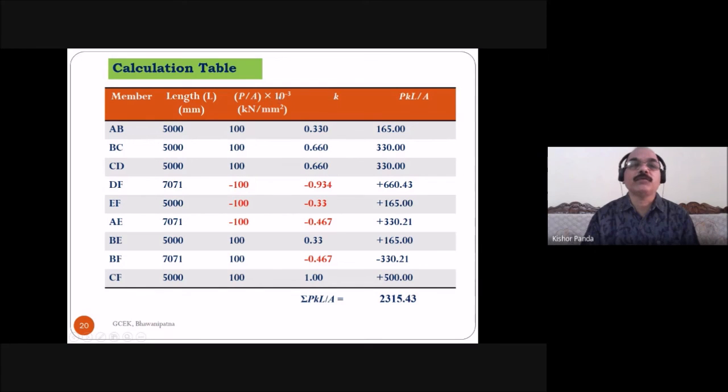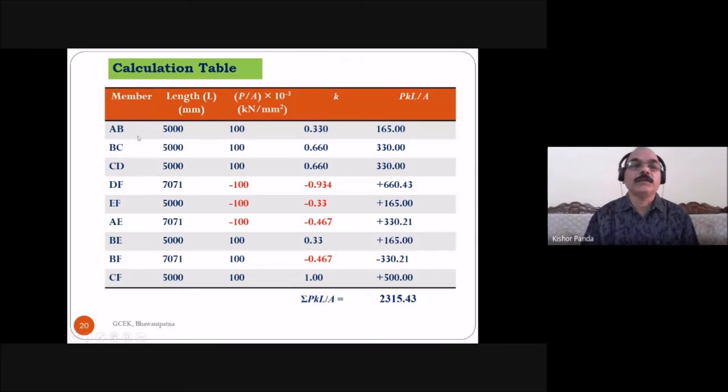P by A into 10 to the minus 3 kilonewton per mm square. This is given in Newton per mm square, but you have to convert it to kilonewton per mm square, so you have to multiply by 10 to the minus 3 here. Then this is the small k, the force in the members due to the unit loading at C.